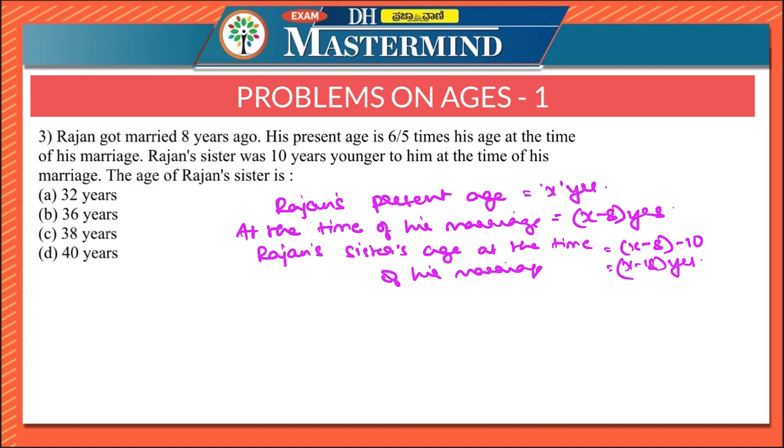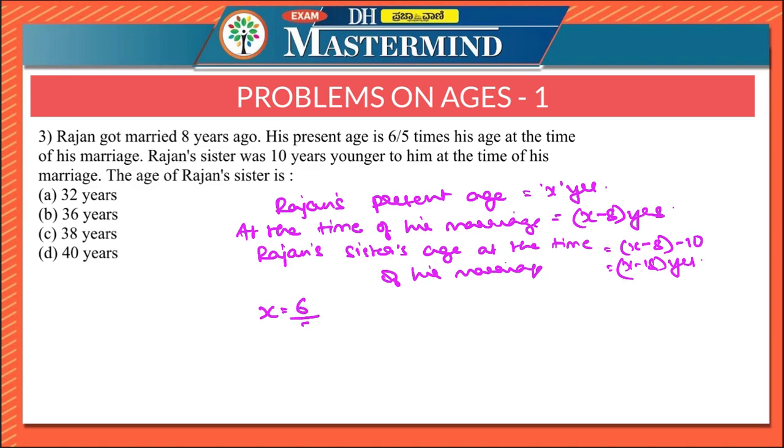Now it is said that his present age is 6.5 times his age at the time of his marriage. So his present age is X, and it is given that it is 6.5 times his age at the time of his marriage.